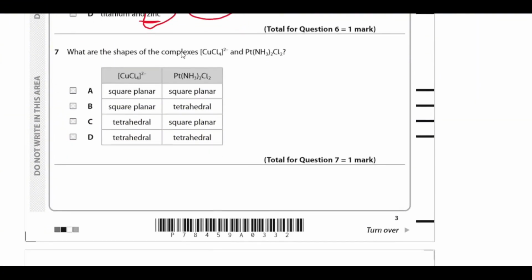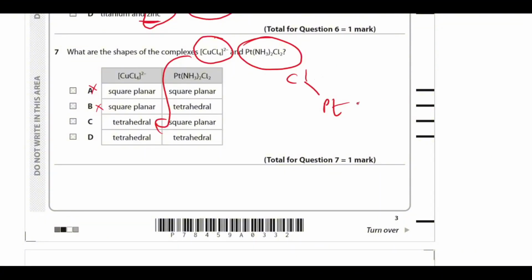Again, number 7, it says what are the shapes of the complexes CuCl4 2 minus and Pt(NH3)2Cl2. Now, of course, we all know that CuCl4 2 minus would be tetrahedral. So obviously A and B will become irrelevant when we consider the options. Now, if I talk about this one, the platinum compound down here, this will be square planar considering the platinum being the central metal ion.